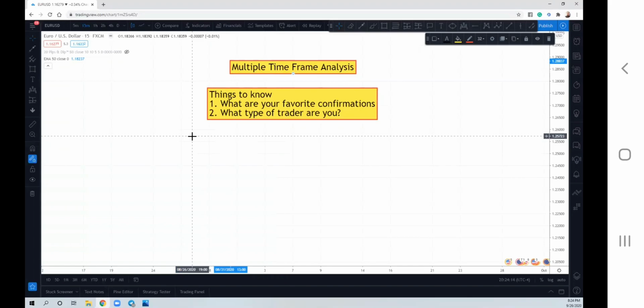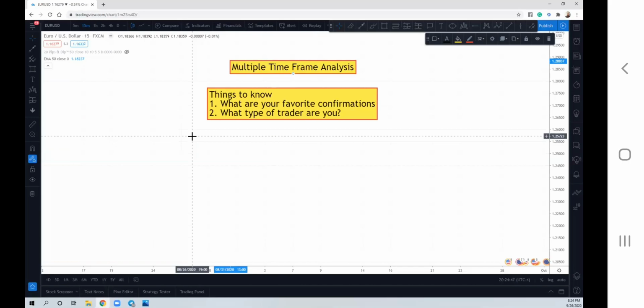So one thing that you need to know before starting a multiple time frame analysis is, what are your favorite confirmations? If you've been through the past modules, which you should have because you wouldn't have gone to this video yet, you'll see that there are many different things that you can use as confirmations. There are reversal patterns, there are candlestick patterns, there are a lot of different other confirmations, right?